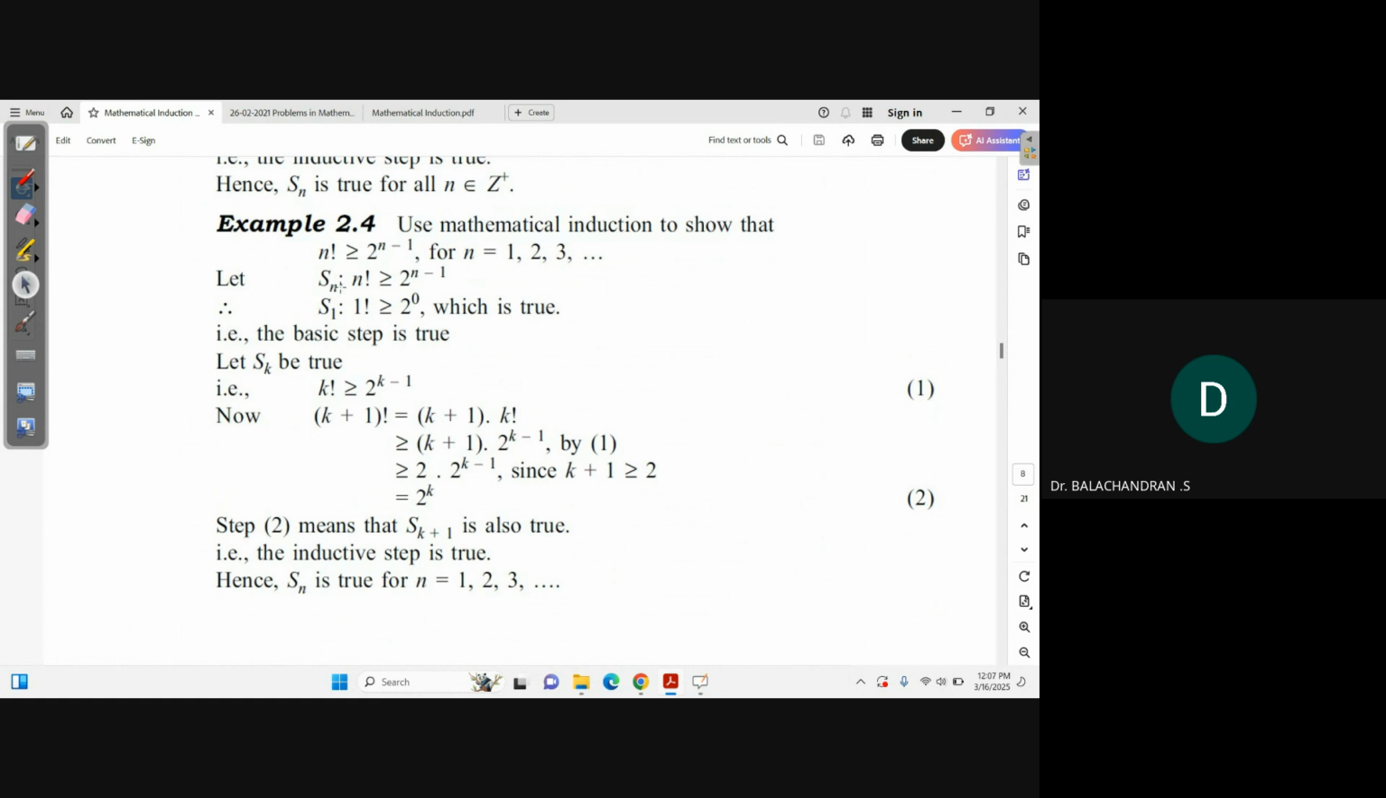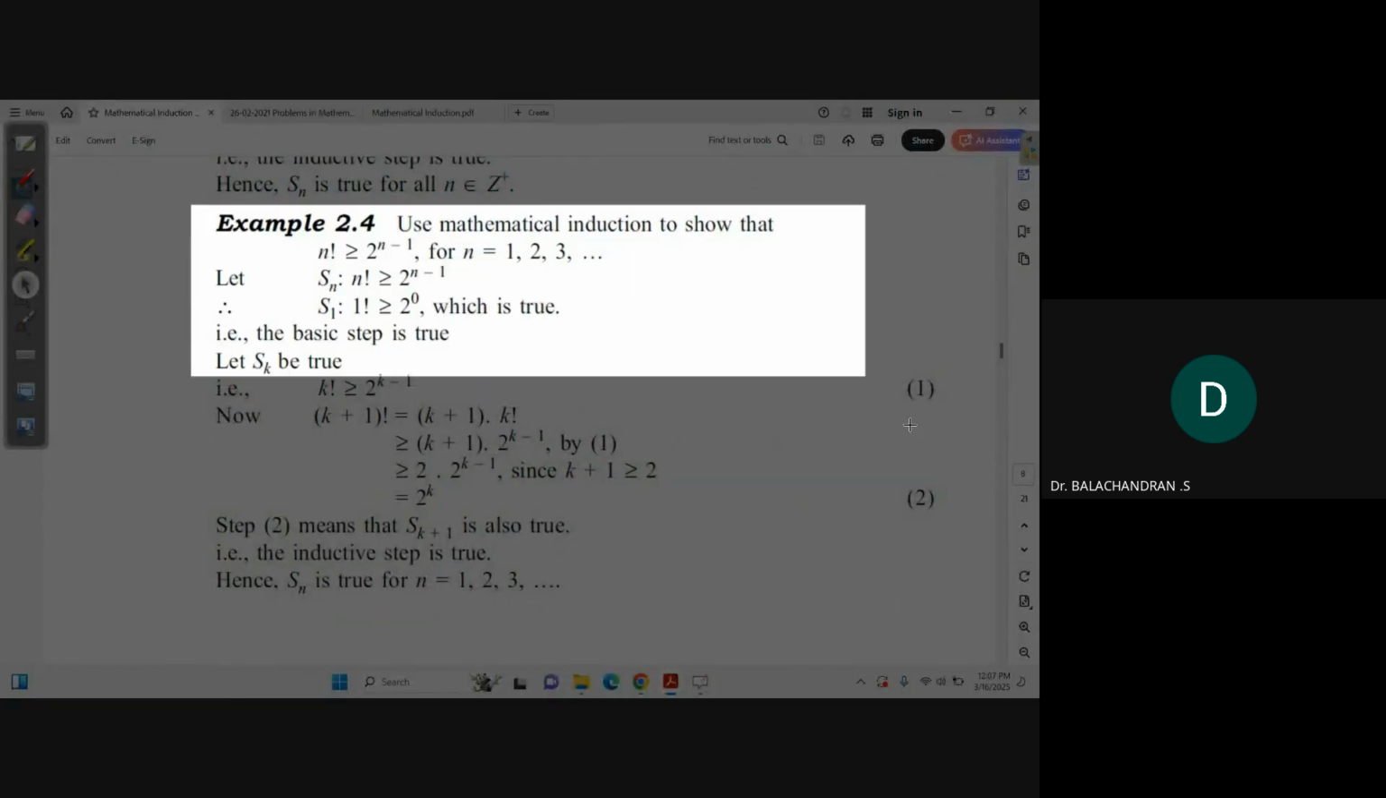Now the statement is Sn. What is Sn? n factorial is greater than or equal to 2 power n minus 1, for n equal to 1, 2, 3, and so on. It starts from n equal to 1. So I already told you what Sn is. Now we are going to prove the statement is true for n equal to 1. Maybe I'll take a snapshot.